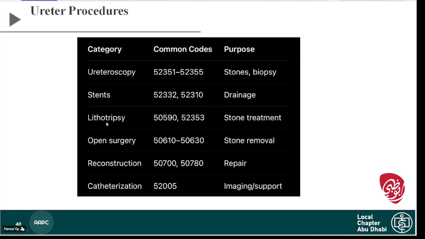Then lithotripsy. Here also stones can get blocked in the ureter. Sometimes you can do the lithotripsy, crushing of the stone. Then we can do open surgery also here. See the codes? Removal of stone or removal of anything inside the ureter. Then reconstruction or repair. Then catheterization. Catheterization means what, guys? I already told you, it is the tube we insert for the purpose of collecting urine or for drainage. So these are the procedures related to the ureter.